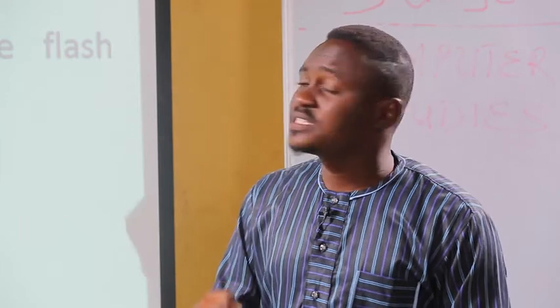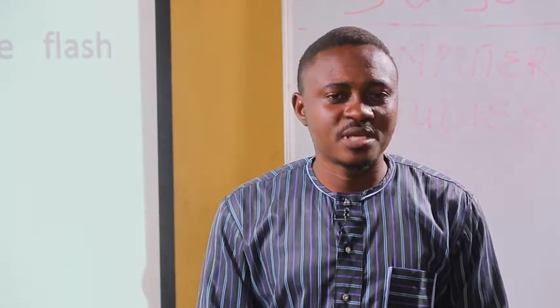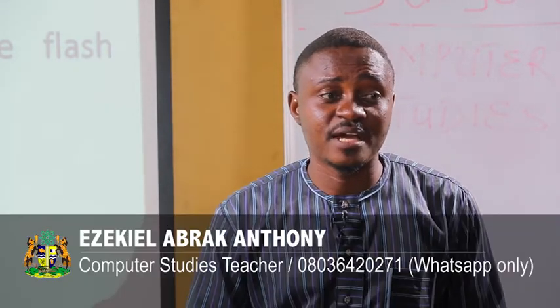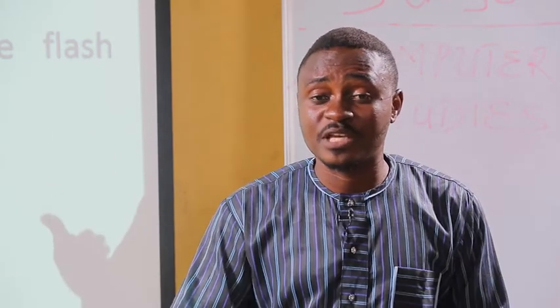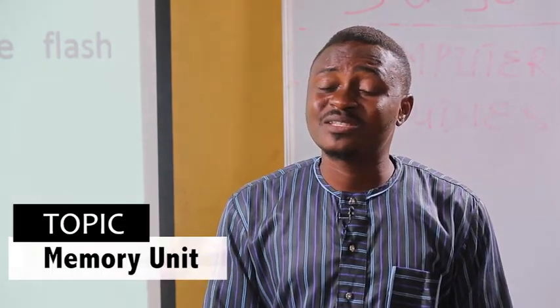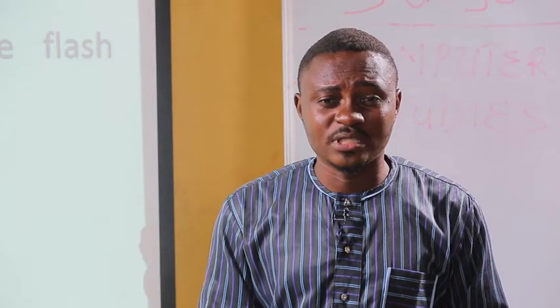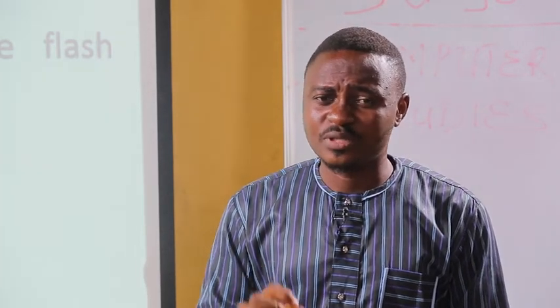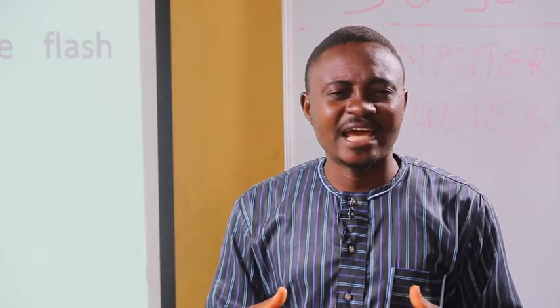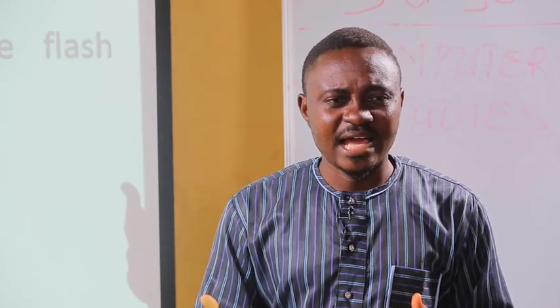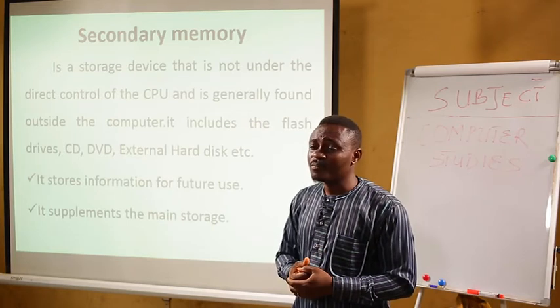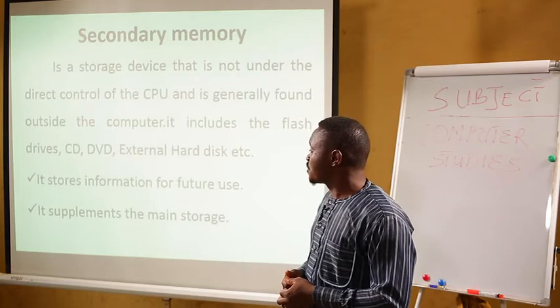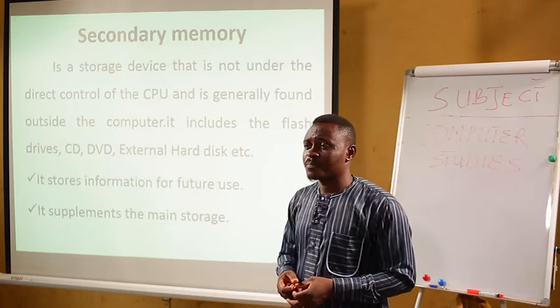The secondary storage devices are not under the direct control of the central processing unit, unlike the primary storage device, which we actually need for every process to take place. But the secondary is not under the direct control of the central processing unit. They are devices that are able to keep data, or numerous, massive data. It stores information for future use.